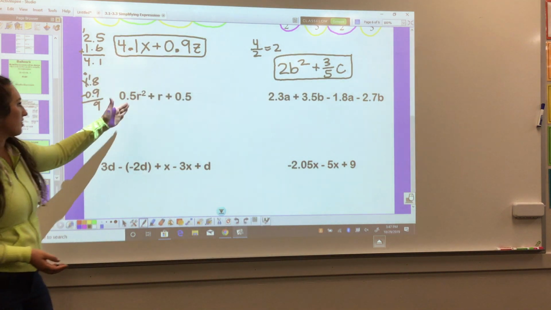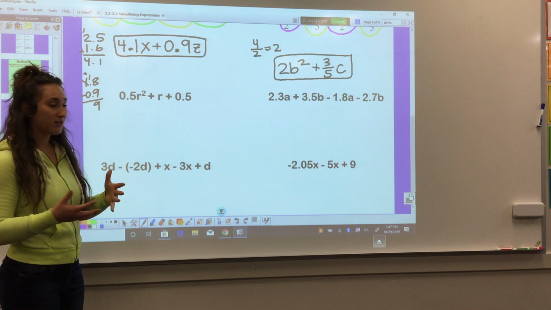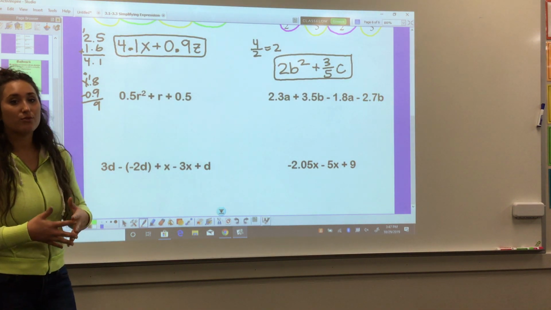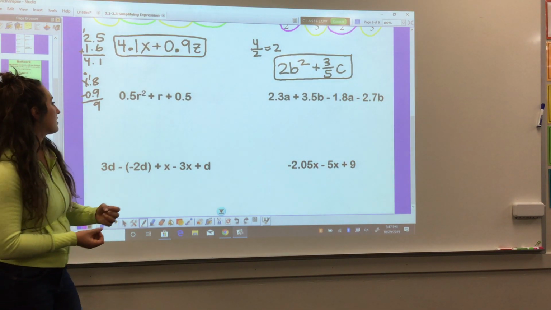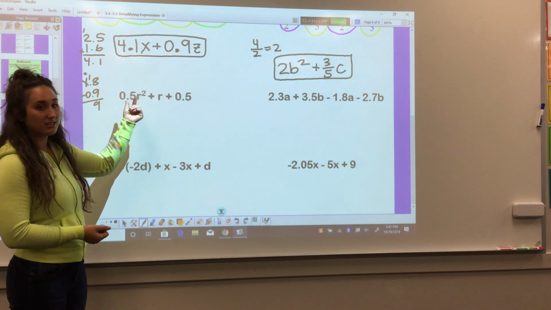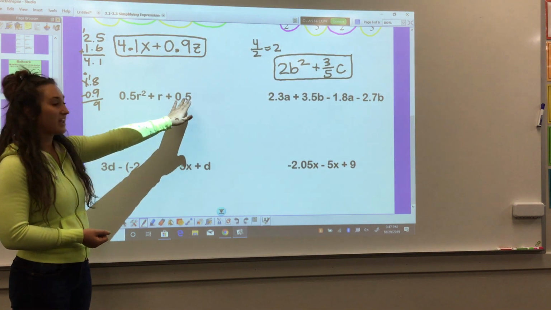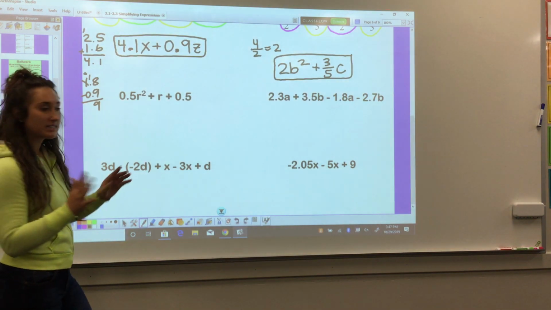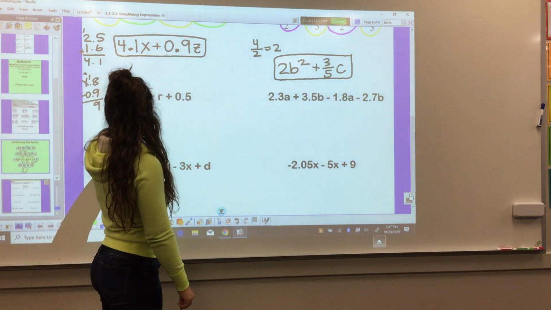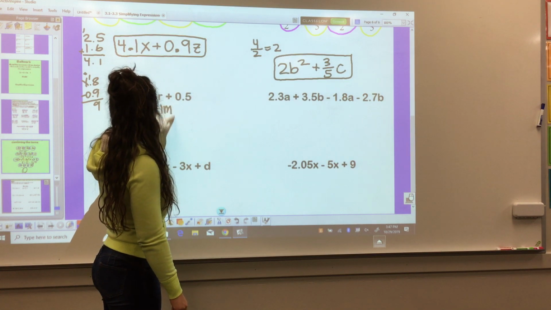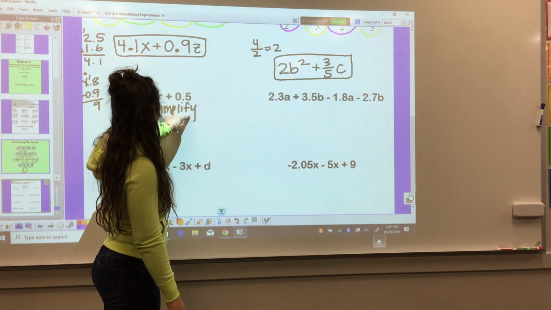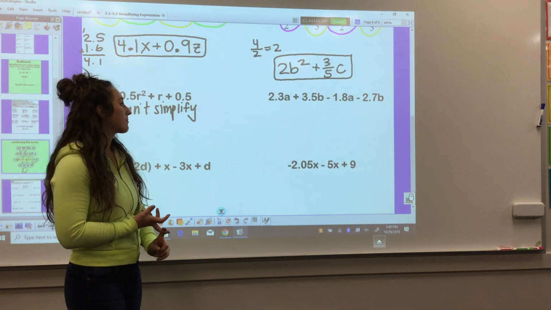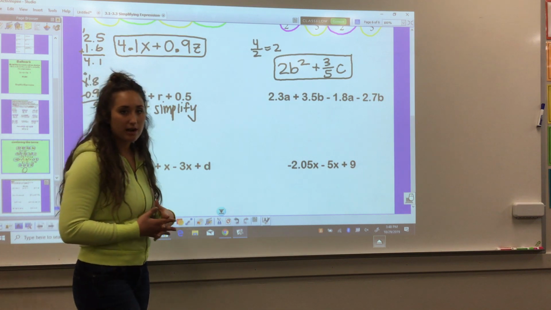Alright, next one. It looks like there's a lot of terms that are alike, or that may be in common. There's a couple 0.5s and a couple of r's. But if you look at the terms closely, this is an r squared, and that's an r, so those aren't alike, and that doesn't have any r's at all. So there's actually nothing that I can combine here, and I cannot simplify it. Again, you could say that you can't simplify it, or it's already in simplest form, or just copy the expression down. I'd take either one of those.